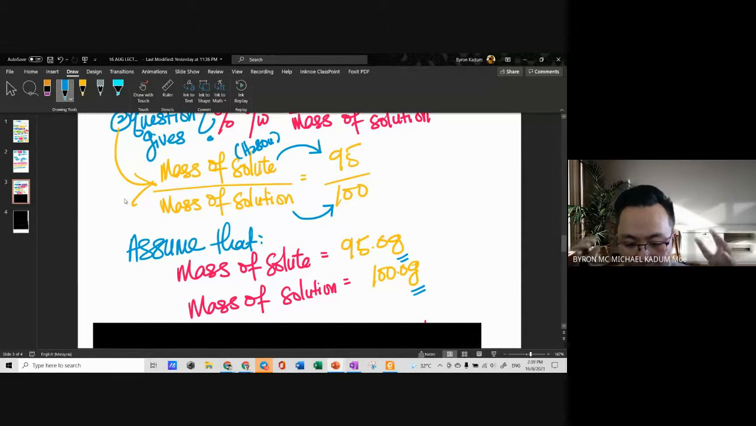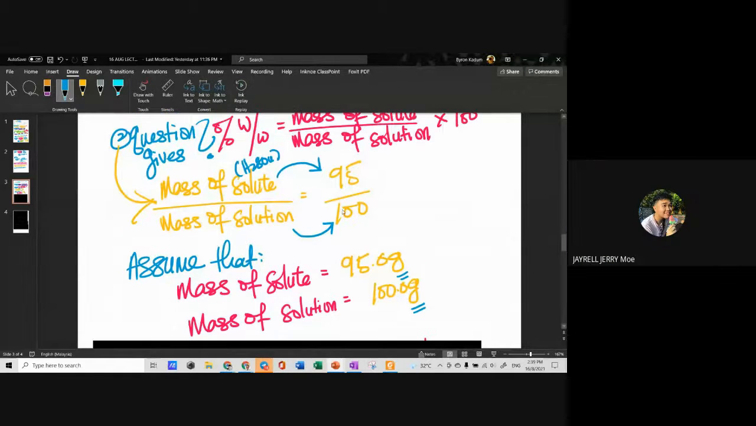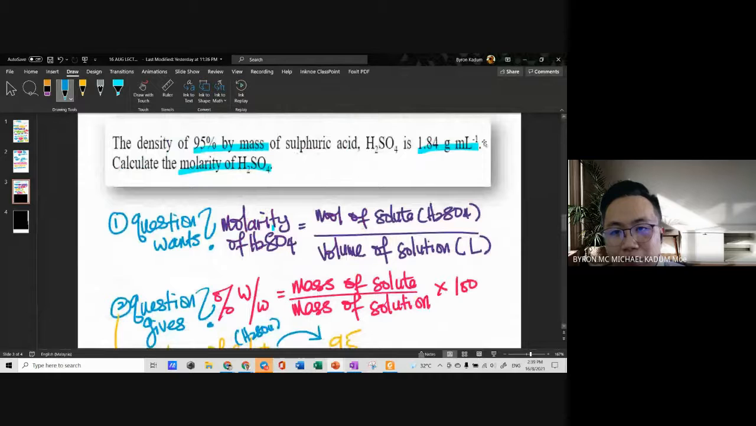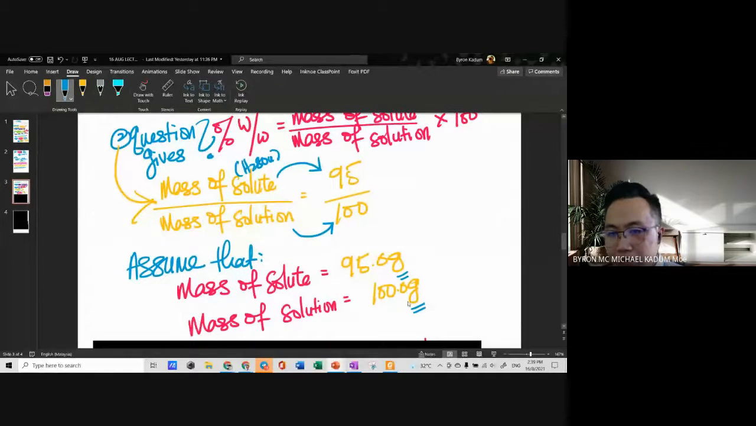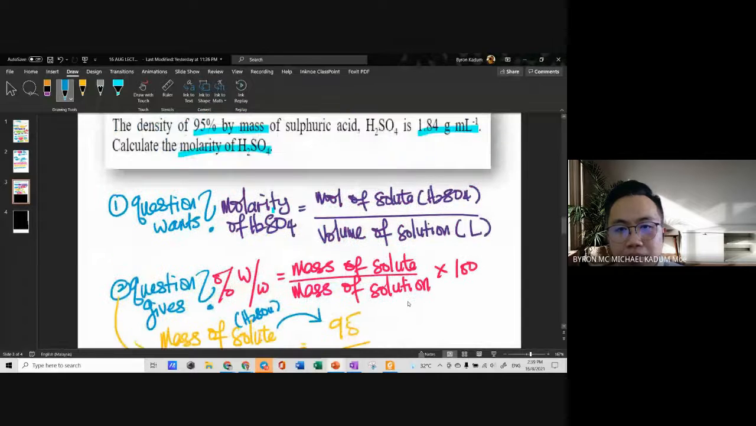In the question, there's another piece of information you can use. The density, sir? Exactly. If you look at the density, you have gram per mil. So that's why you can use grams here for the assumptions. All right? So that's why I said just now, do not take your units for granted. You can get a lot of information from your units, including this.